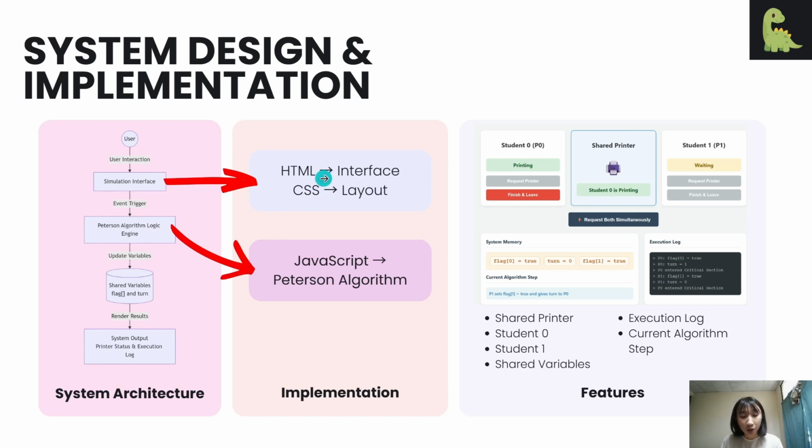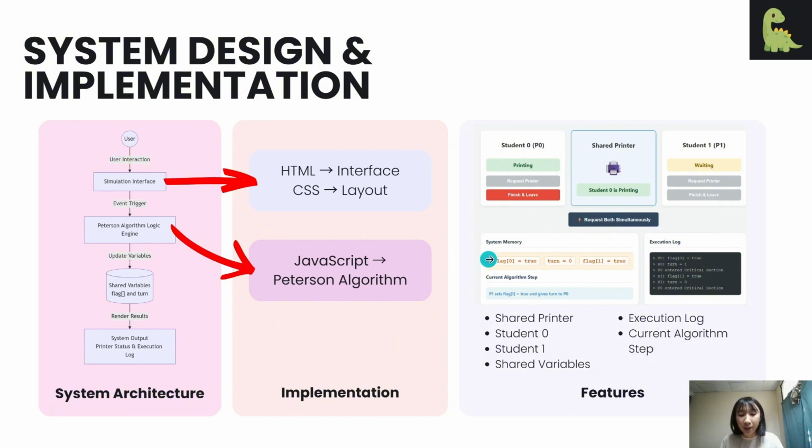To implement this simulation, we use HTML to structure the interface, CSS to design and organize the visual layout, and vanilla JavaScript to implement the synchronization logic and manage the state transitions. Finally, on the right, you can see our completed simulation interface. The layout is divided into several sections. On the left and right side, student 0 and student 1 represent our two processes. In the center, the shared printer represents the critical section, and it changes state whenever a process successfully enters.